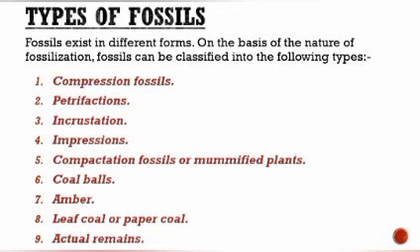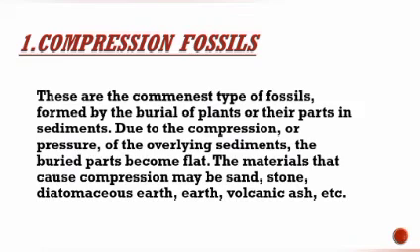Next, we are going to discuss types of fossils. Fossils exist in different forms on the basis of the nature of fossilization. Fossils can be classified into the following types. There are 9 types of fossils, of which the first one is compression fossils.